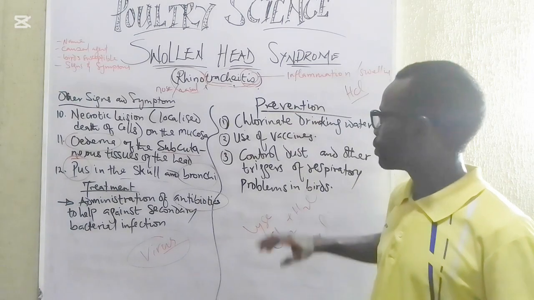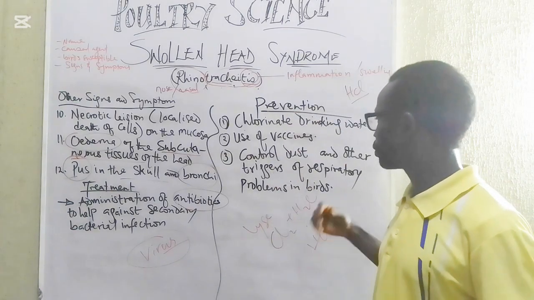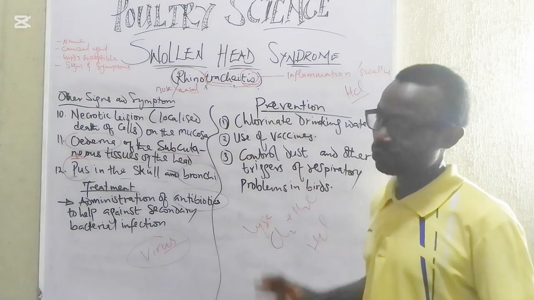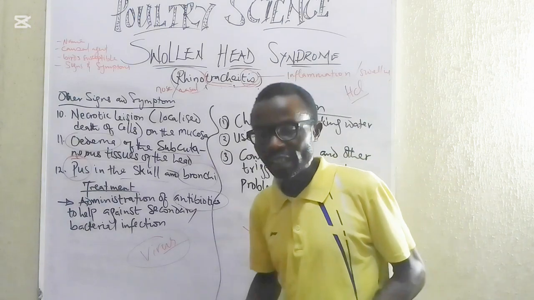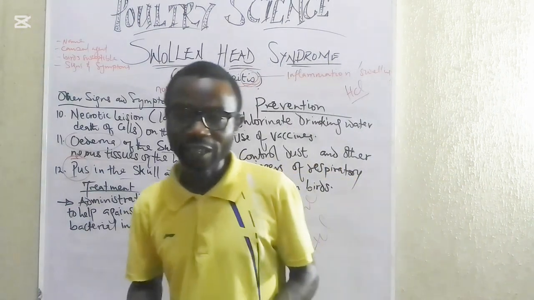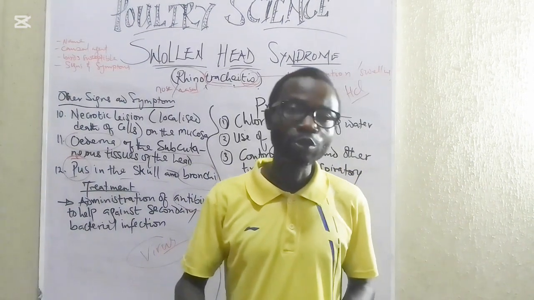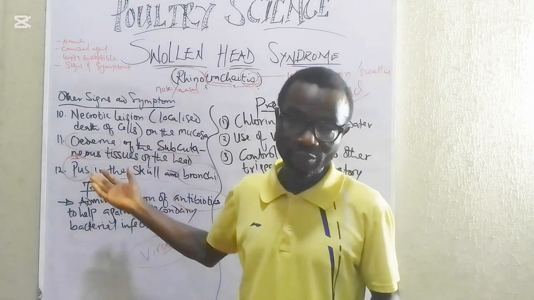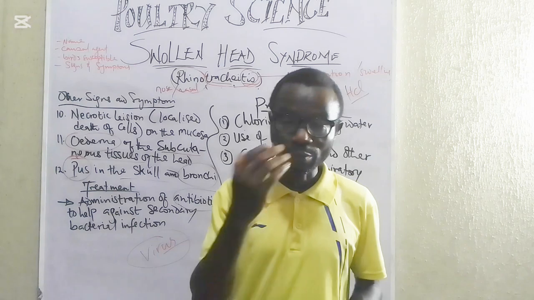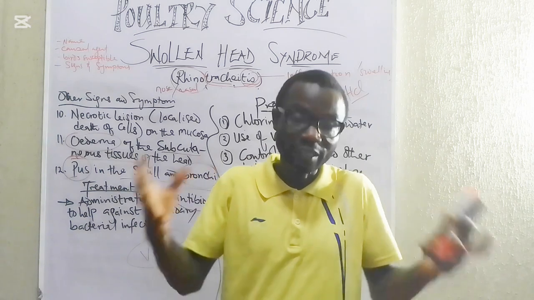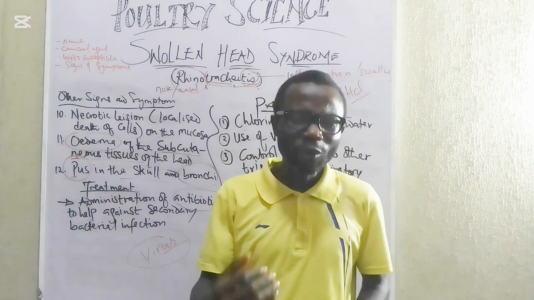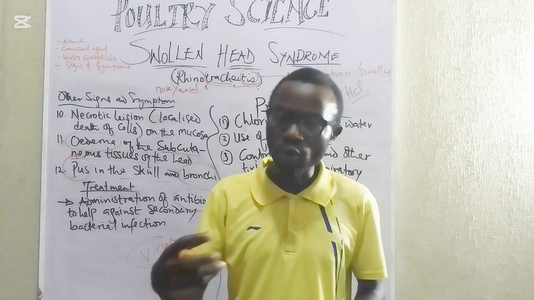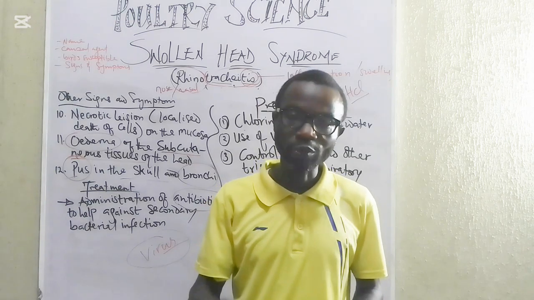Then another way of preventing it is to control dust and other triggers of respiratory problems. Have you seen that certain animals are already susceptible to respiratory problems? Of course, this is a respiratory problem, swollen head syndrome. It starts as a respiratory problem that ends up making the head swollen. Other things that can make it worse, you have to reduce them.